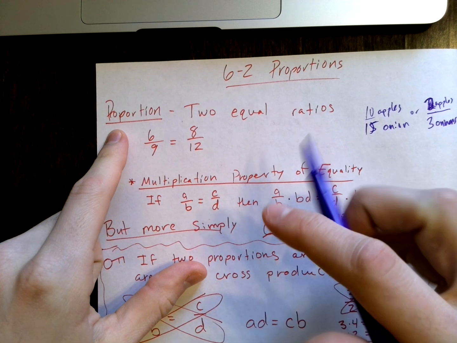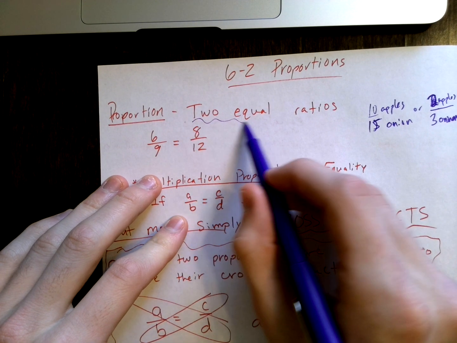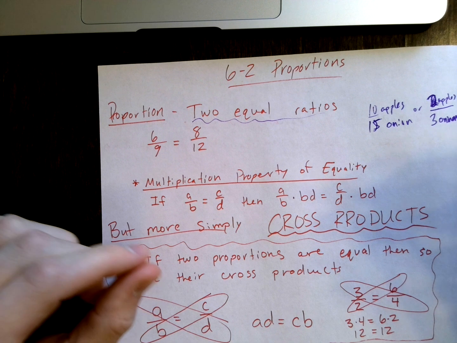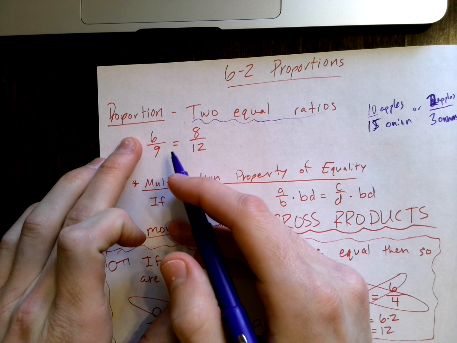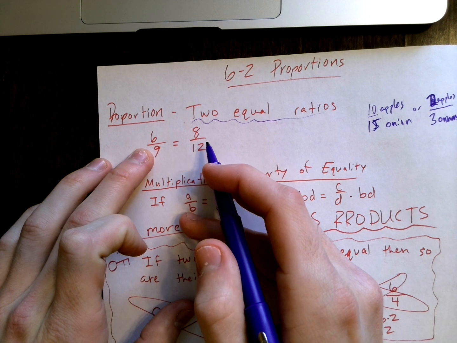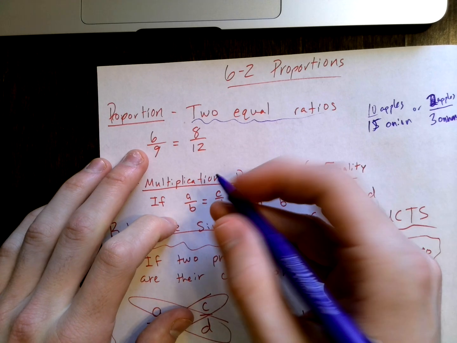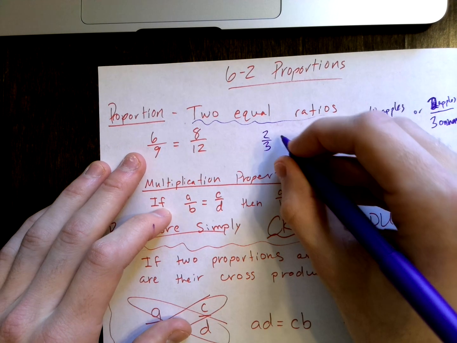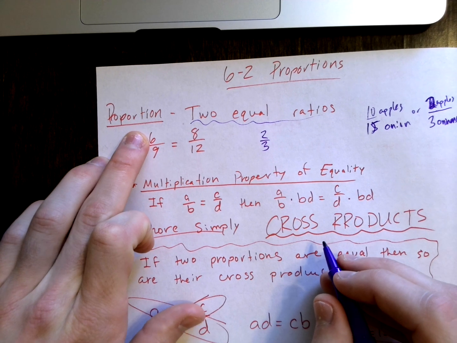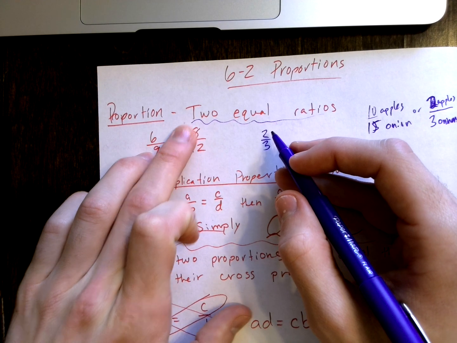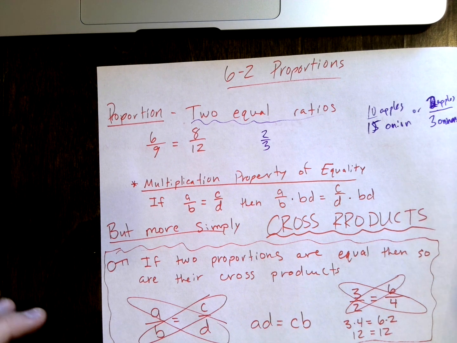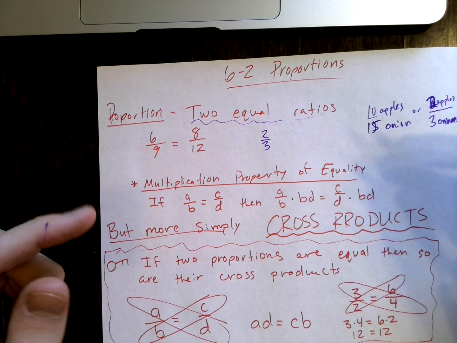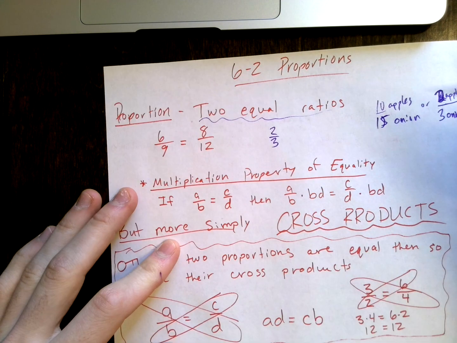So I have a proportion over here, and really all that is, like I said, it's two equal ratios. So right now I have 6/9 is equal to 8/12. Both of these are really equal to 2/3. We could divide both of these by 3 to get 2/3. We could divide both of these by 4 to get 2/3. So these are two equal ratios. That's what a proportion is. That's all you need to know.